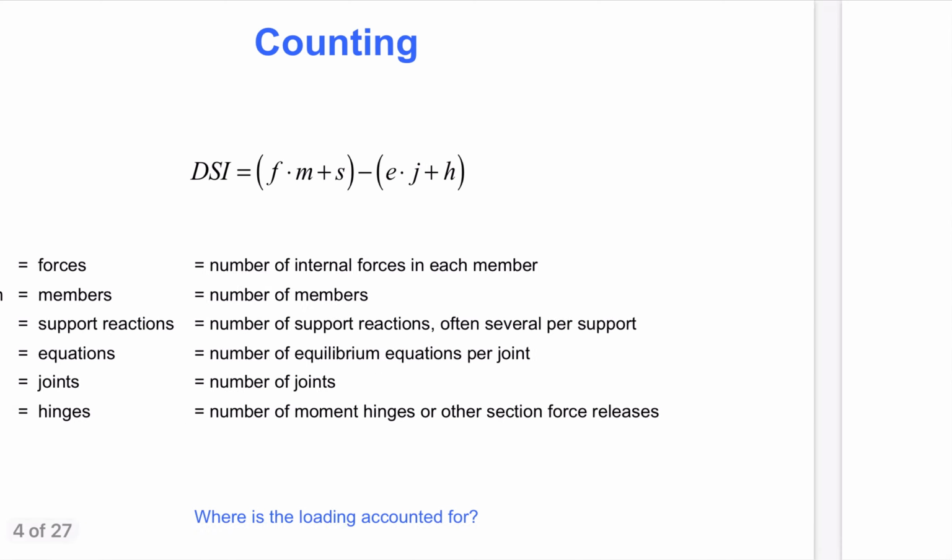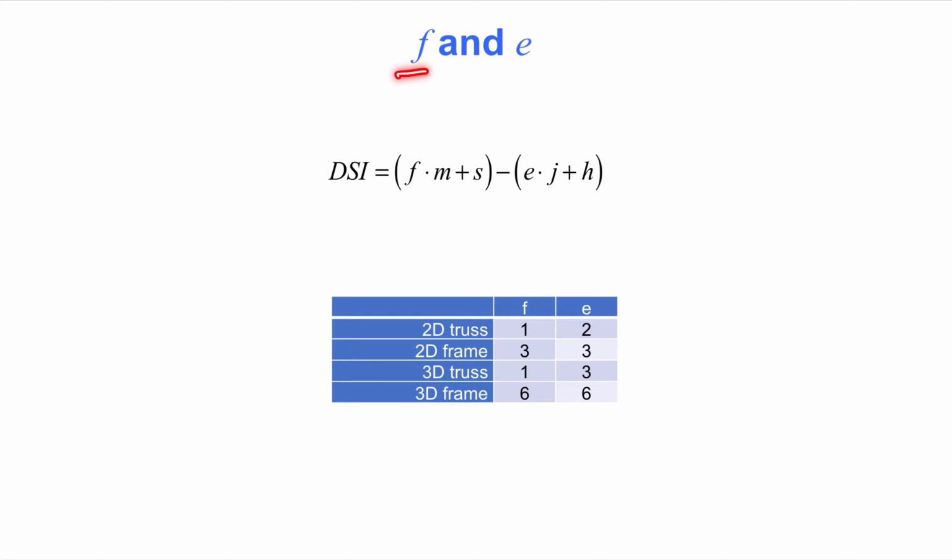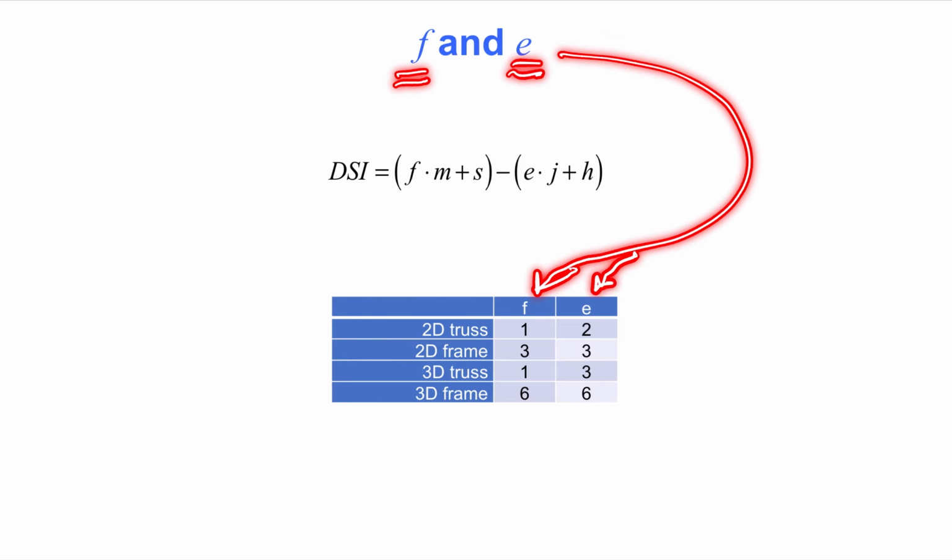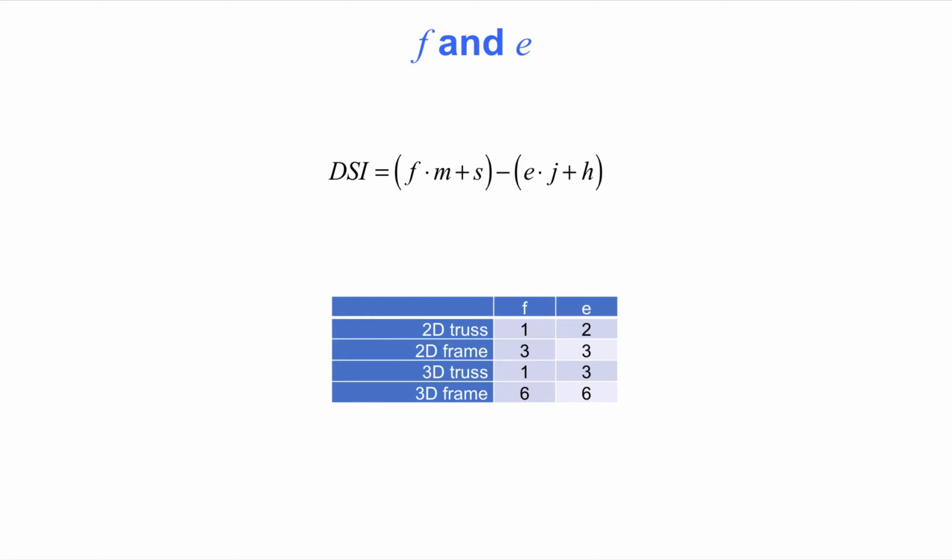On the next slide we see that the number of forces, F, per member depends on the member type. For a 2-dimensional or 3-dimensional truss structure, there is just a single unknown, which is the axial force in the member. For a 2-dimensional beam or frame structure, each member has 3 unknown forces, namely bending moment, shear force, and axial force. Each member in a 3-dimensional beam or frame structure has 6 unknown forces. They are 2 bending moments, one about each of the 2 axes of the cross-section, 2 shear forces, one along each of the 2 axes of the cross-section, 1 axial force, and 1 torsional moment, which we call torque.